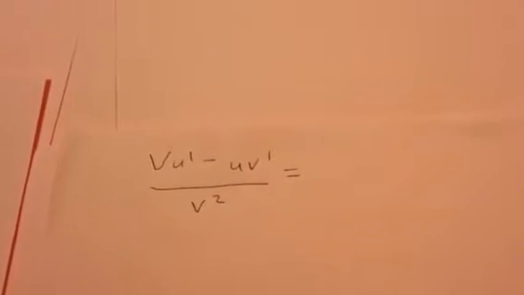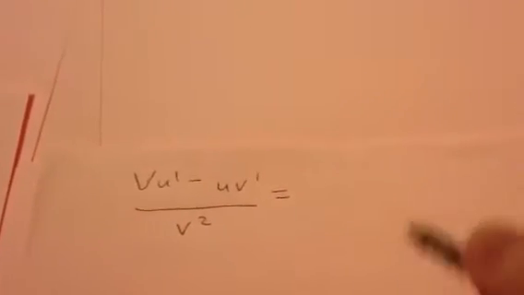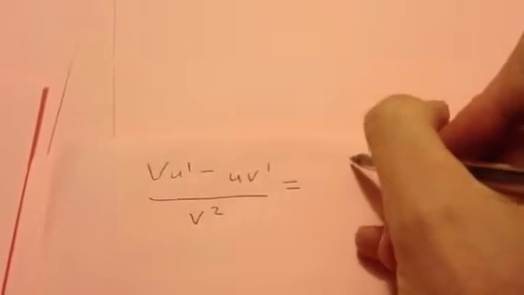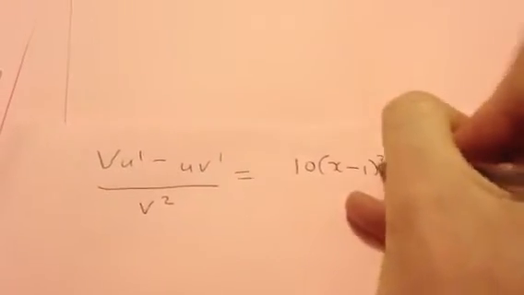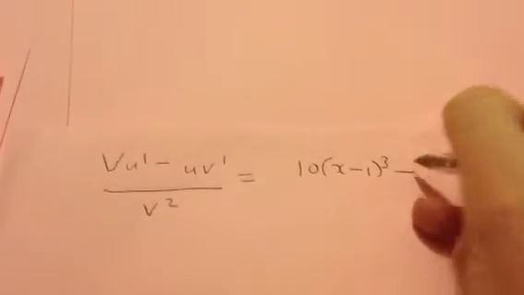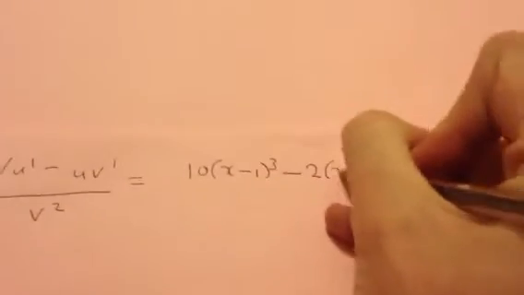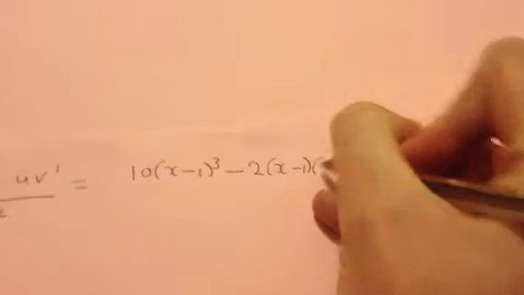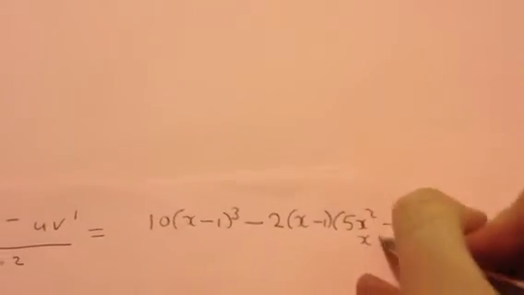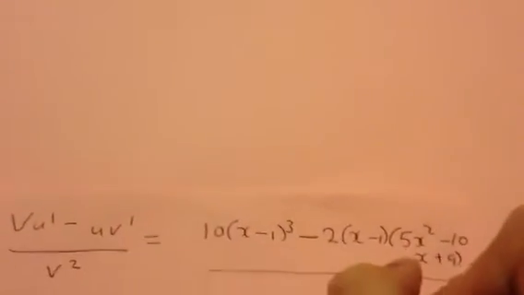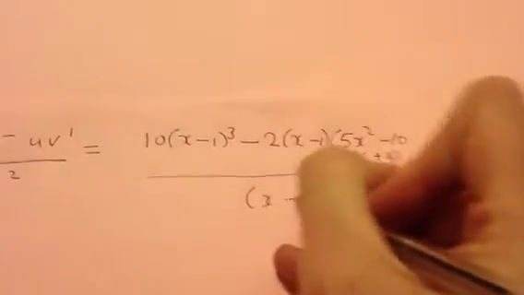So vu dash minus uv dash over v squared gets me 10x minus 1 cubed. Take away uv dash, which is 2 times x minus 1 times 5x squared minus 10x plus 9, all over v squared, okay, which is x minus 1 to the power 4.